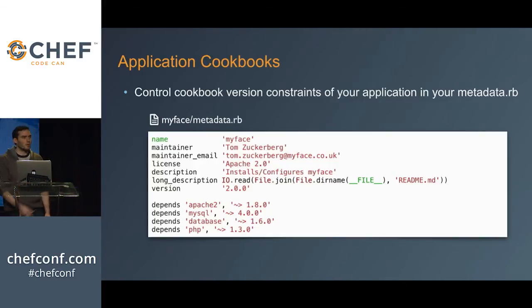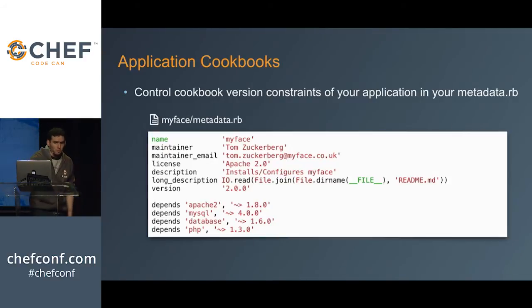So if someone comes along and uploads Apache 2.0 to the Chef server, your application is not going to use it because you've set the cookbook constraint. Now, sometimes you can do more flexible constraints like the ones we have on the screen, or you can do more restrictive constraints like equals. But it allows you to treat your entire application as an artifact. So you can promote it through environments with all of its dependencies bundled together.